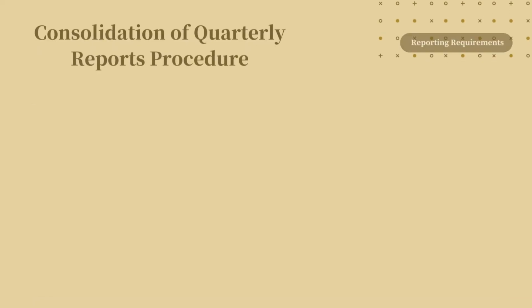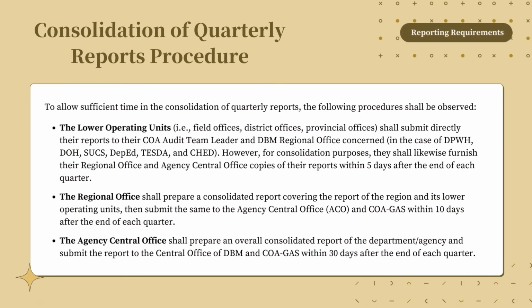Let's proceed to the consolidation of quarterly reports procedure. To allow sufficient time in the consolidation of quarterly reports, the following procedure shall be observed. Under the lower operating units like field offices, district offices, and provincial offices, they shall submit the report directly to their COA audit team leader and DBM regional office concerned in the case of DPWH, DOH, SUCs, DepEd, TESDA, and CHED. However, for consolidation purposes, they shall likewise furnish their regional office and agency central office copies of the report within 5 days after the end of each quarter.